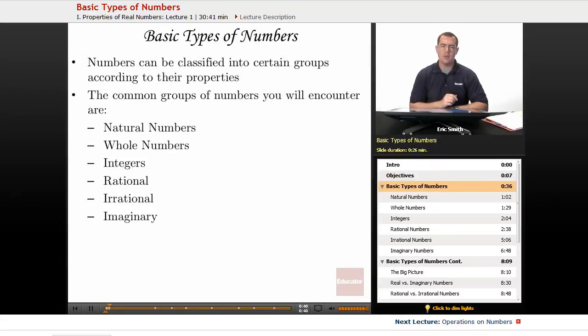So when it comes to numbers, you can really break them down into various different groups and classify them according to their properties. Some of the most common types of groups that we can use to classify numbers are the natural numbers, whole numbers, integers, rationals, irrationals, and imaginary numbers. We'll go over each of these groups in more detail.